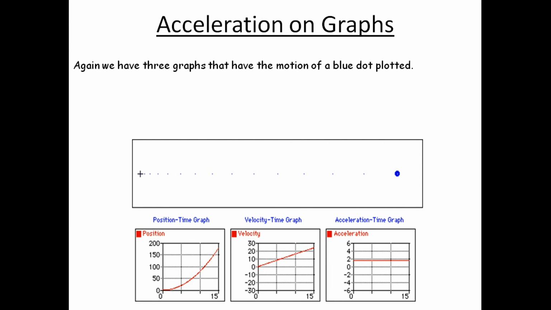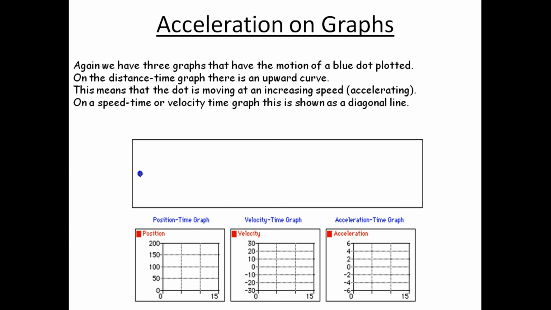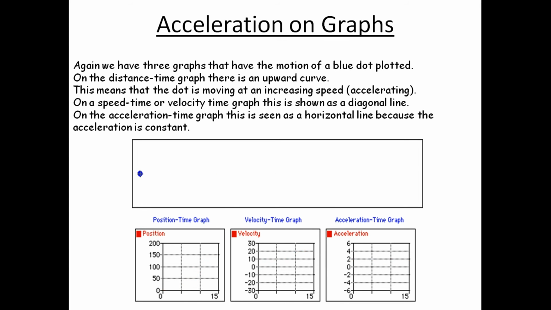Again, we have the three graphs that have the motion of a blue dot. On the distance time graph, there is an upward curve. This means that the dot is moving at an increasing speed, it's accelerating. On a speed time or velocity time graph, this is shown as a diagonal line. On the acceleration time graph, this is seen as a horizontal line because the acceleration is constant.